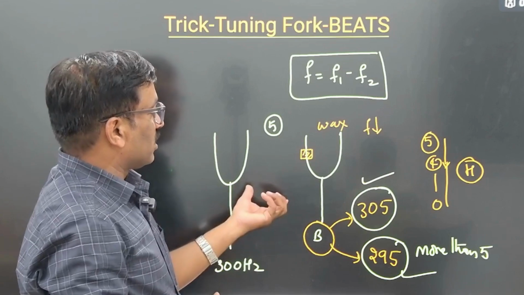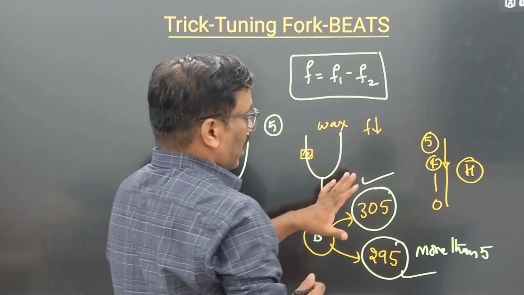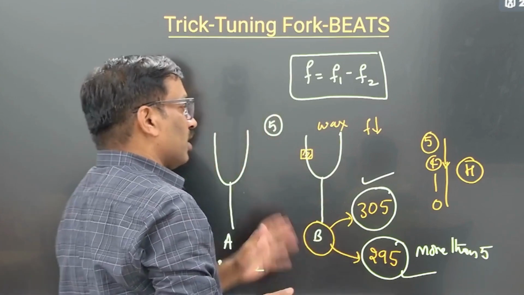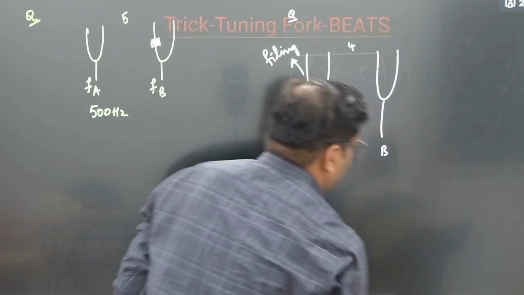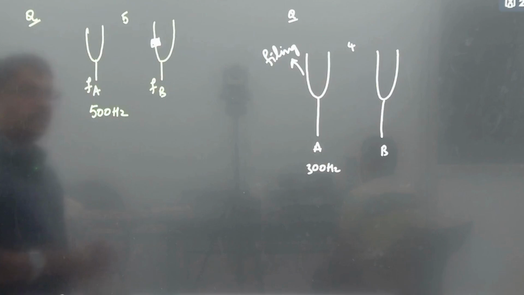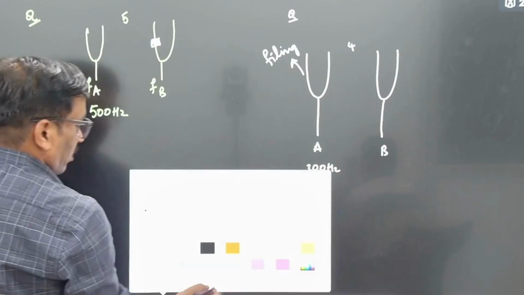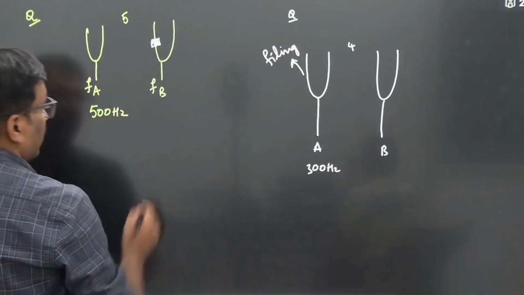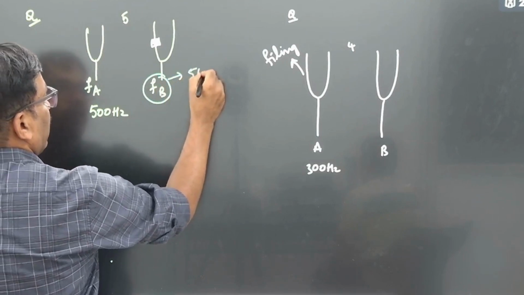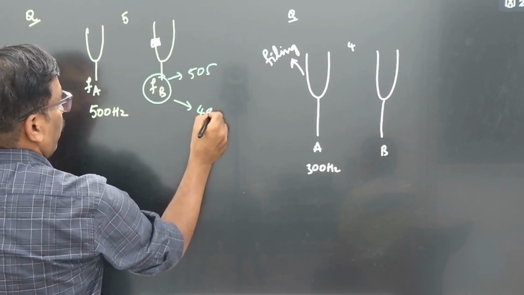We will do questions related to this. Try to listen one or more times so that you understand very clearly. Let us see, this question is given. Here the frequency of A is 500 hertz. What are the possible frequencies of the other fork? It produces 5 beats, so it may be 505 or 495.